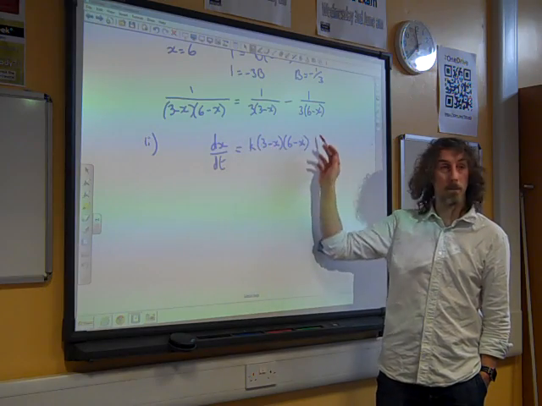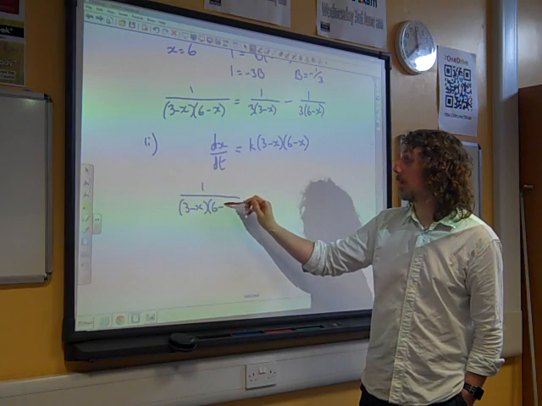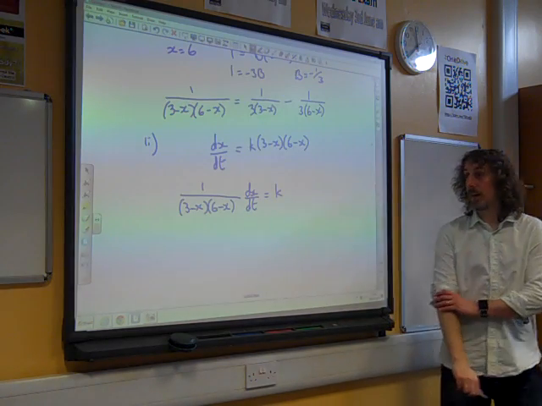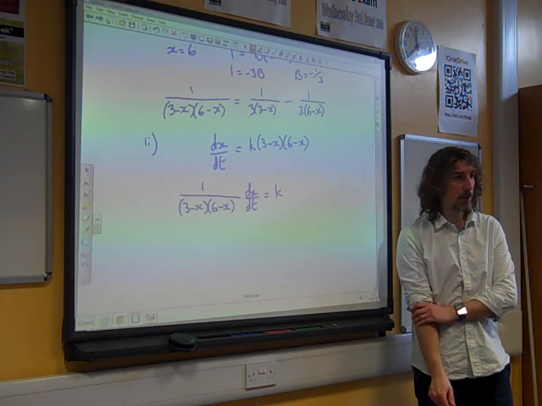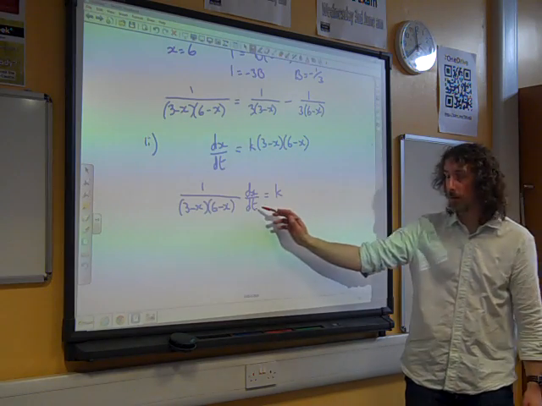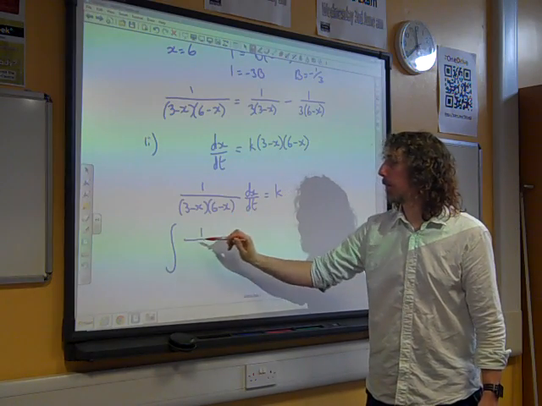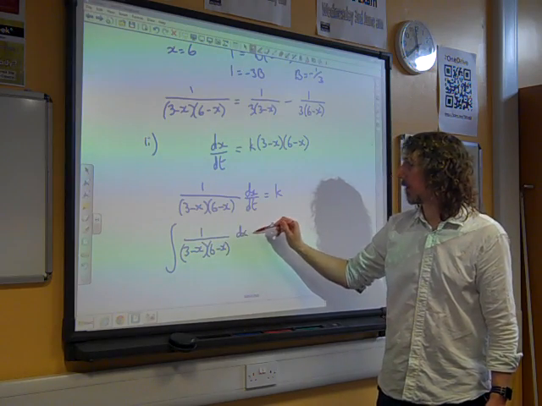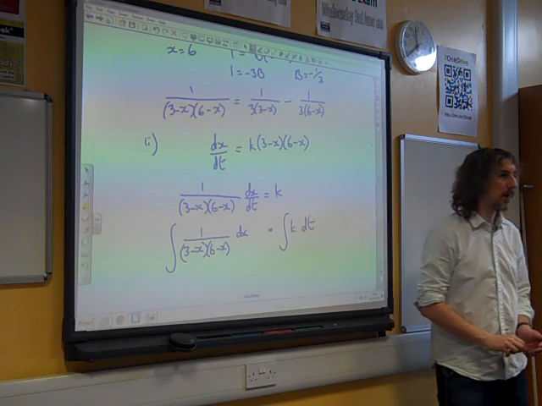So we're going to divide everything by this lot that's multiplying k. We could bring the k down if we wanted, but I don't think we will. So 1 over (3 minus x)(6 minus x), dx by dt equals k. Now we're ready to integrate both sides, and we're integrating both sides with respect to t, because that's the thing that's on the bottom there. You don't have to go through the step of what happens with this, but it gives us that as our next line.